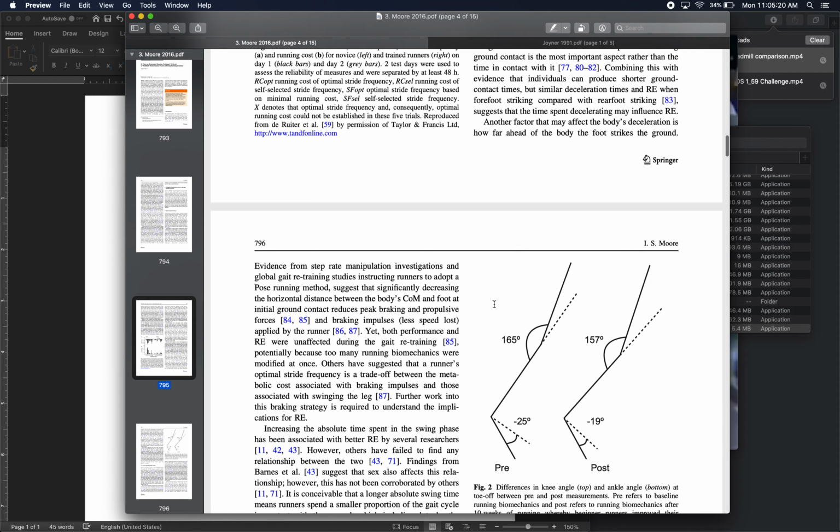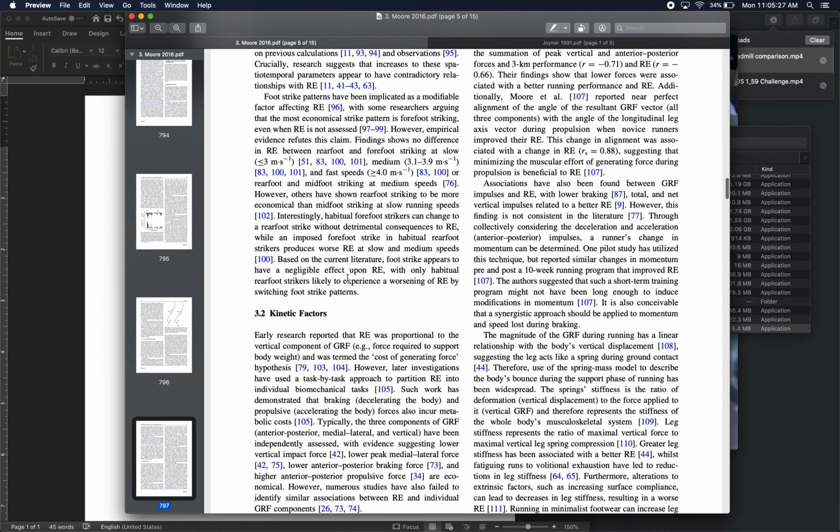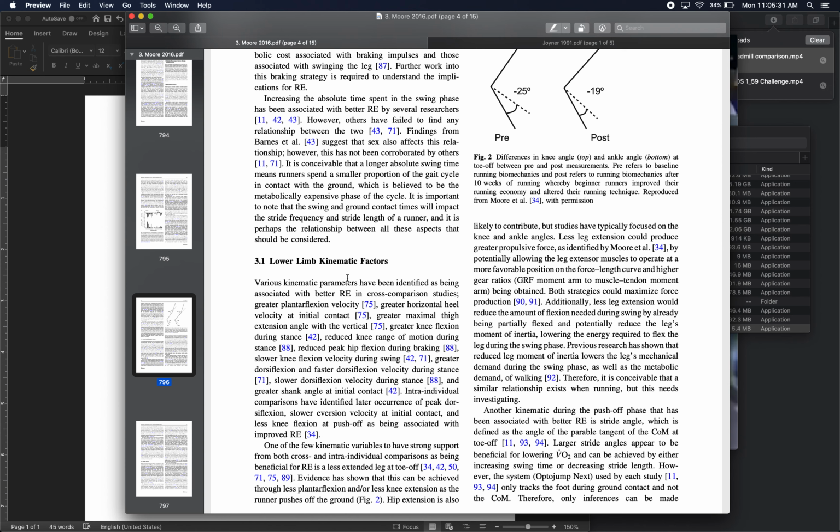Okay, for kinematic variables here, and throughout the rest of the paper, not just in this kinematics section, you'll see she highlights a lot of conflicting results in the literature, where there are lots of studies that report a finding between a certain biomechanical variable and a change or an association with running economy, but those results often aren't consistent from study to study.